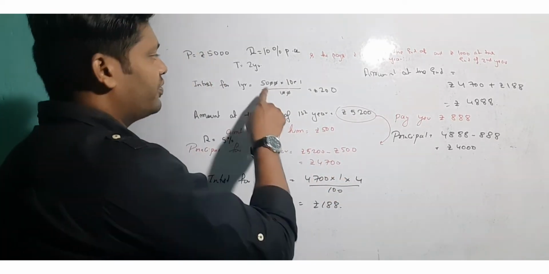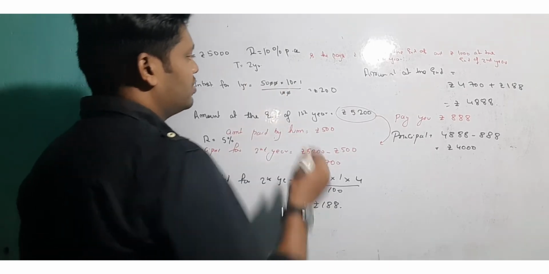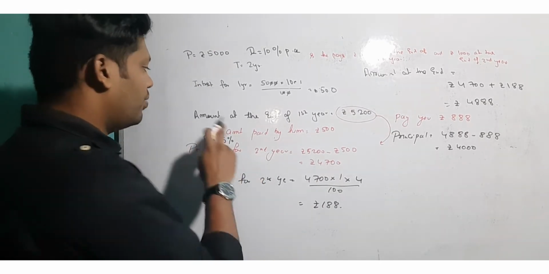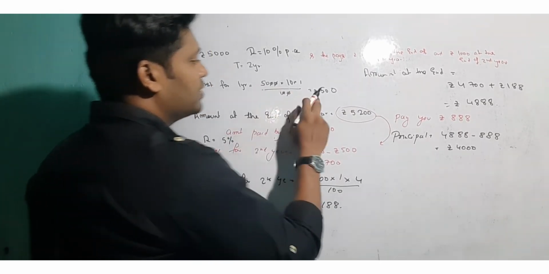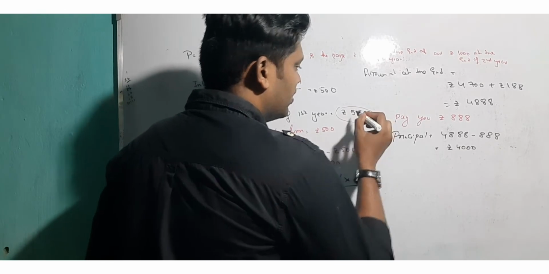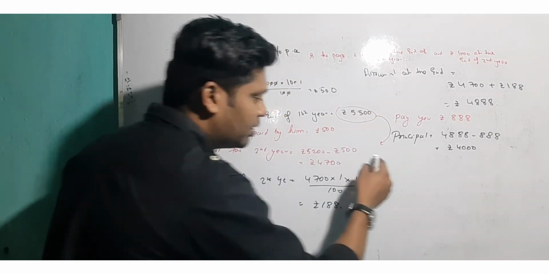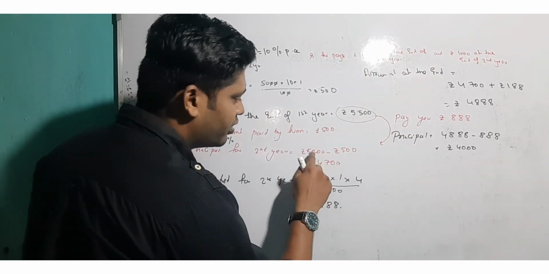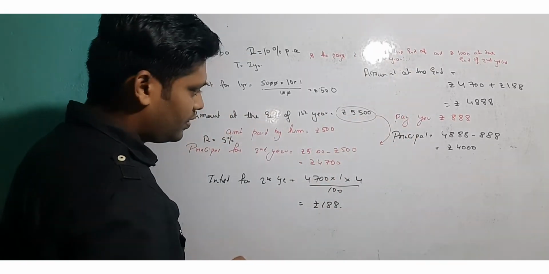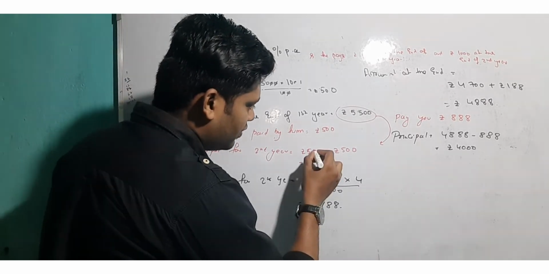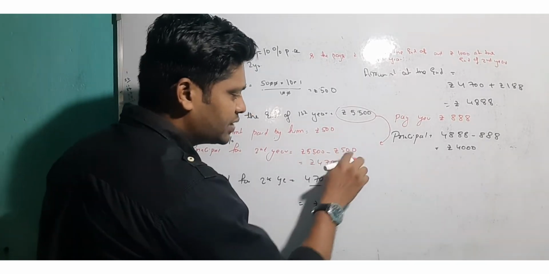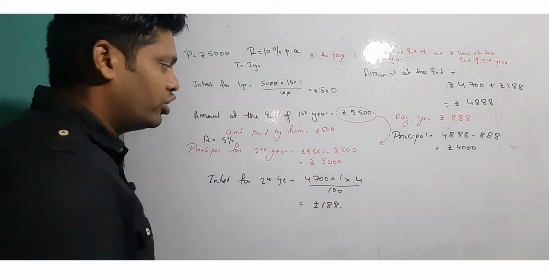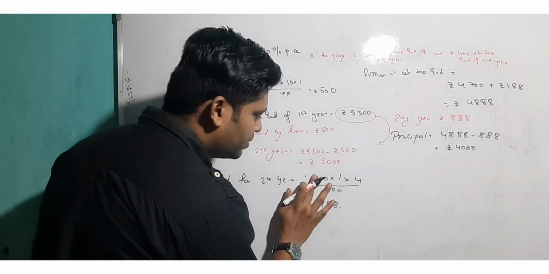Okay, 5,000 into 10% into 1 year. So it will be how much? 500. Now the amount at the end of first year is 5,000 plus 500, which is 5,500. This should be the principal of next year, but they are saying he has paid 500 at the end of first year. So 5,500 minus 500 will be 5,000 at the end of first year. That will be the principal of next year.